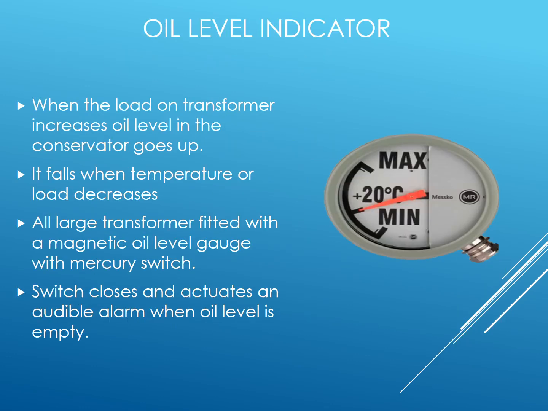The oil is monitored with the oil level indicator. We already said oil acts as a coolant as well as an insulator between the primary winding and secondary winding and between the core also. So oil should always be maintained in the transformer. And this oil level indicator will be fixed with the alarm circuit. So if the oil is empty, the switch closes and activates the alarm.